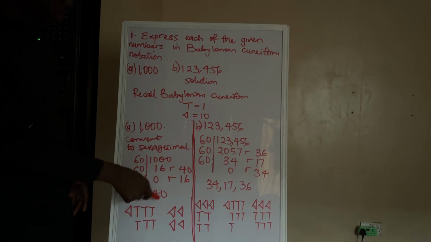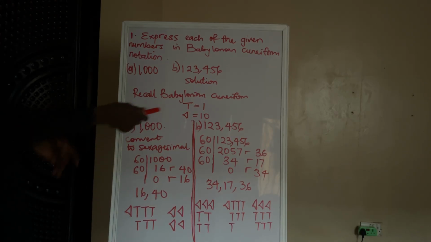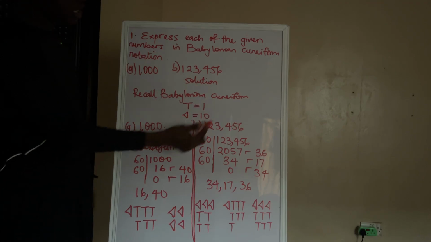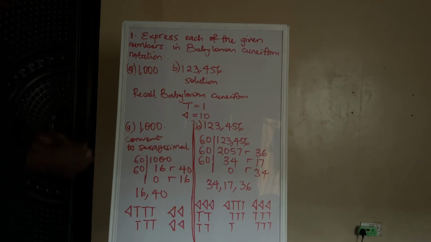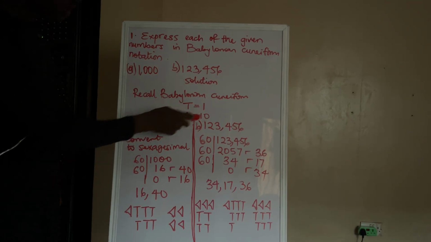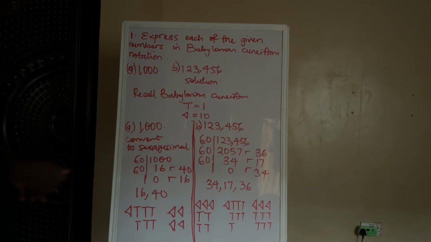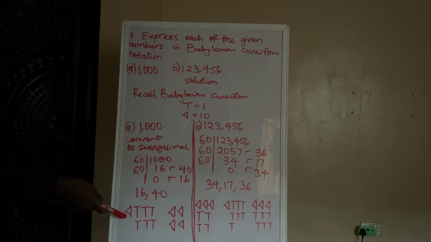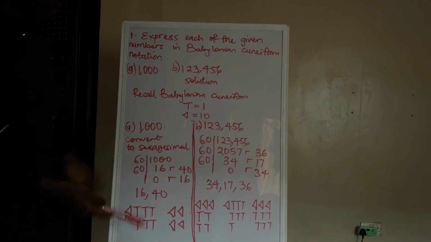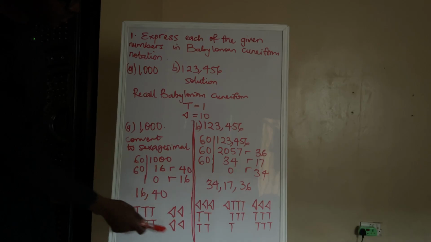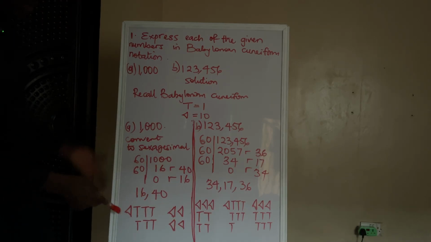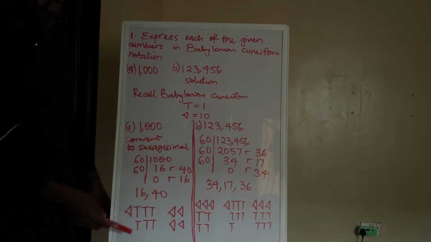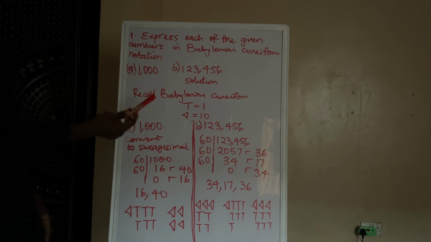That's 16 comma 40. And go back to our symbol key here. We said this stands for 10, this stands for 1. So to write 16, I'm going to have 1 ten and 6 units, right? So 1 ten, and 1, 2, 3, 4, 5, 6 units. And to write 40, I'm going to have just 4 tens, which is 1, 2, 3, 4. So convert to sexagesimal, then express your sexagesimal in cuneiform notation.